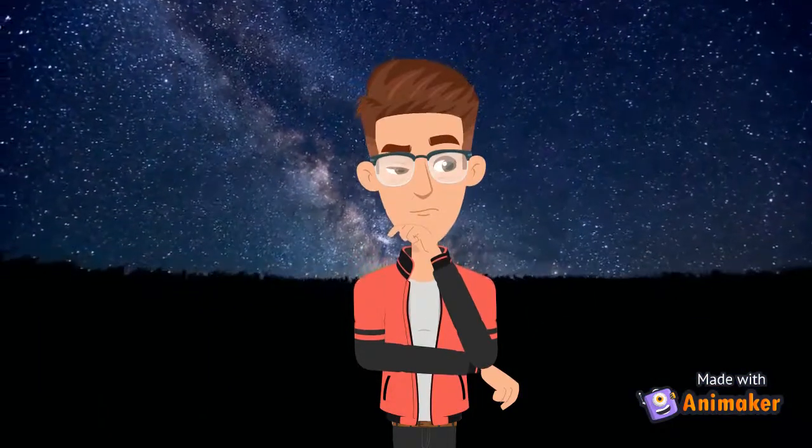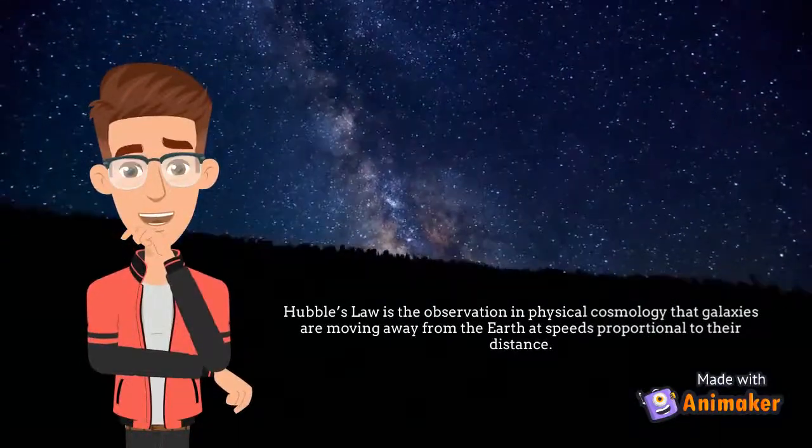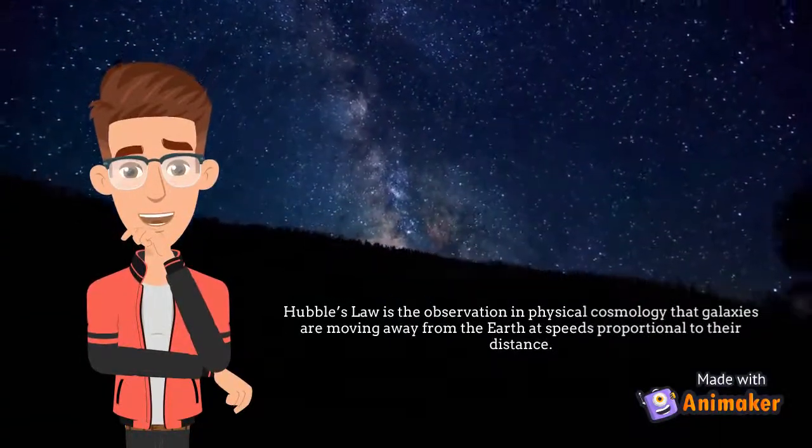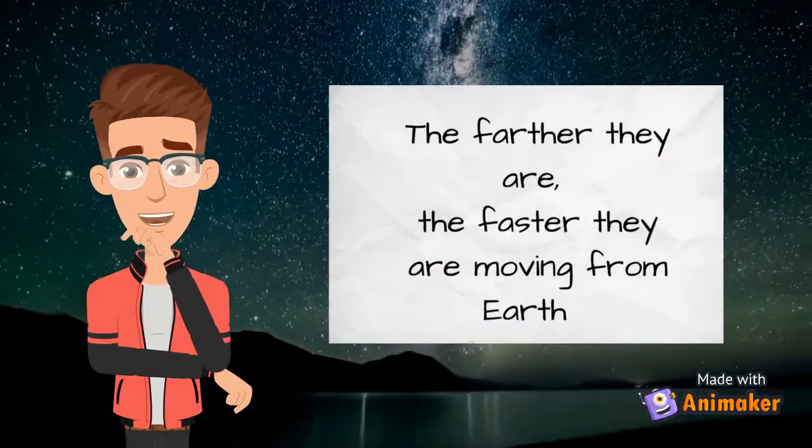What is Hubble's law? Hubble's law is the observation in physical cosmology that galaxies are moving away from the Earth at speeds proportional to their distance. In other words, the farther they are, the faster they are moving from the Earth.